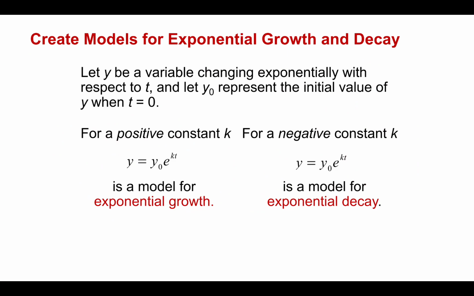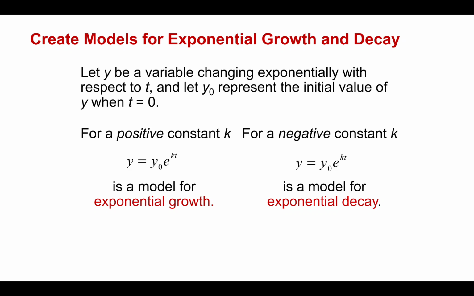So we're going to create models for exponential growth and decay. We're going to let y be a variable changing exponentially with respect to t. Usually t is time. We're going to let y naught represent our initial value. Whenever we have the 0 below in the subscript, it's called naught, N-A-U-G-H-T. So let y naught represent the initial value of y when t is equal to 0. So that's our beginning, our initial stage.